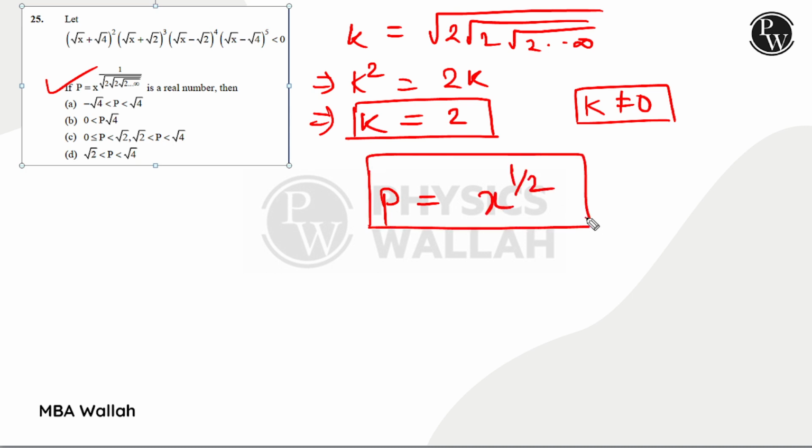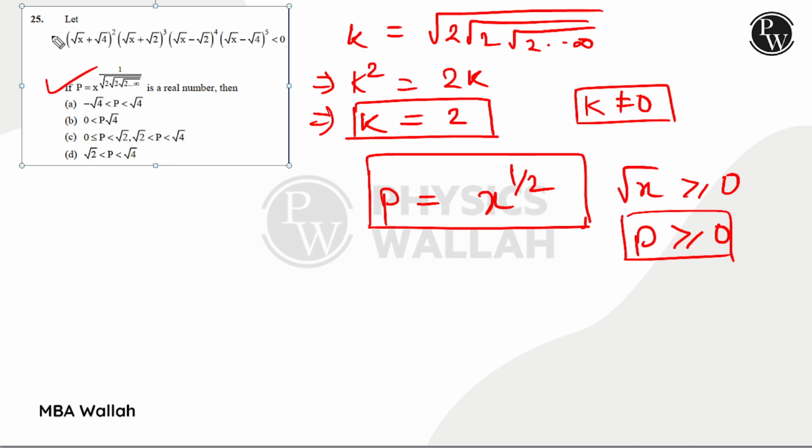Now this is where things become interesting. P is a real number, so root over x has to be greater than or equal to 0, or in other words p has to be greater than or equal to 0. Now with this much information I can think of factorizing the above expression. So let's do that.